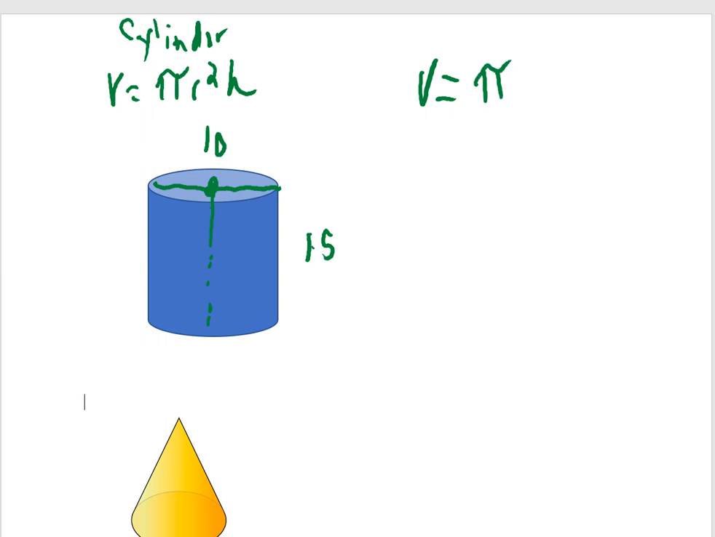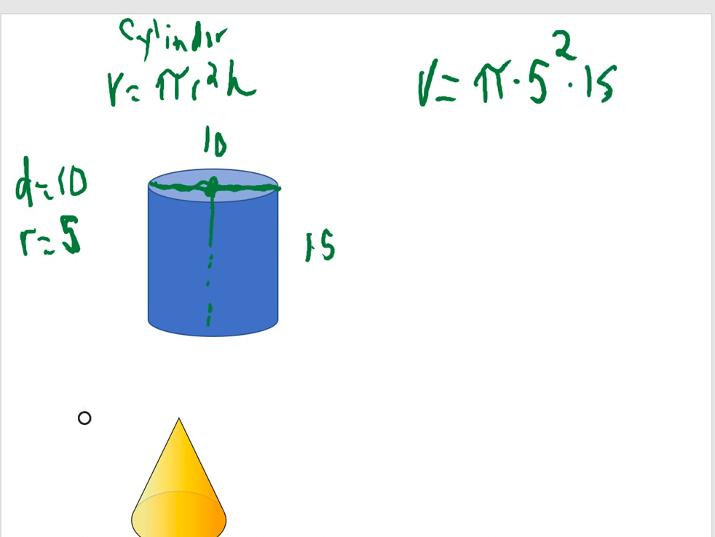Now, in this case, since this line is drawn all the way across, that does not represent the radius, does it? It represents the diameter. So the diameter equals 10. What's the radius? 2 radius is 1 diameter, so you divide it by 2. The radius is going to be 5. So you're going to put times 5 squared, because you have to square that r, and then the height, which is 15.